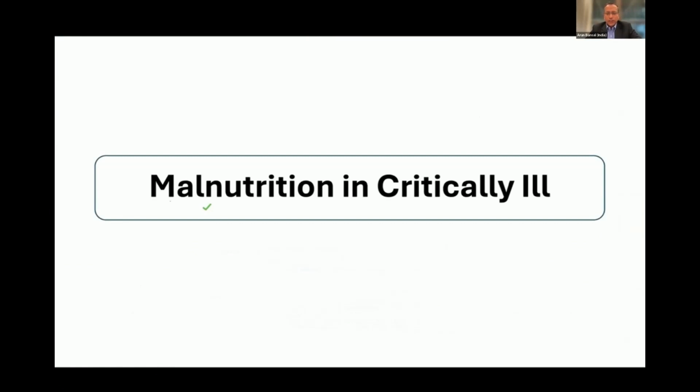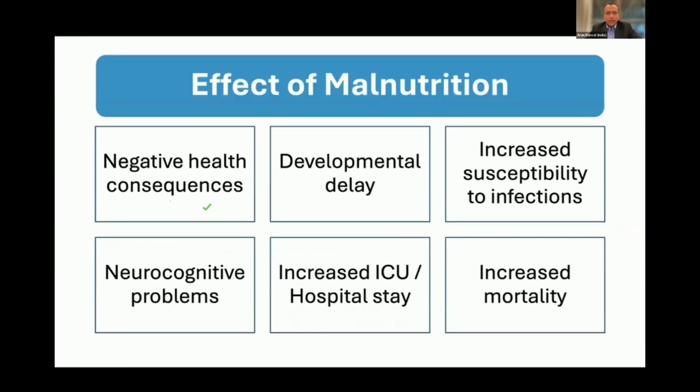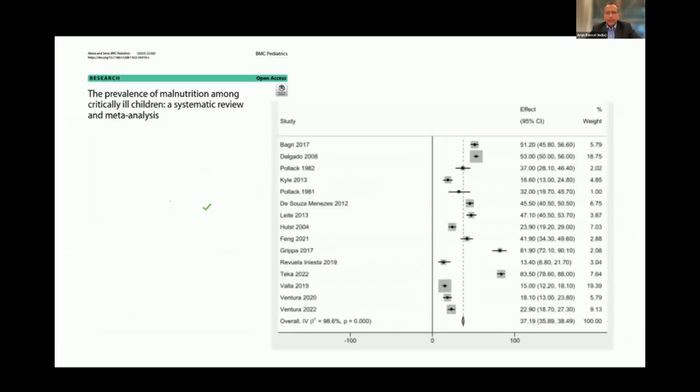What about malnutrition in the critically ill? How common is it and why is it important? Because it can have some negative health consequences and lead to developmental delay. And we are more concerned about increased susceptibility to infections, neurocognitive problems, increased hospital and ICU stay, and increased mortality. All these can increase.